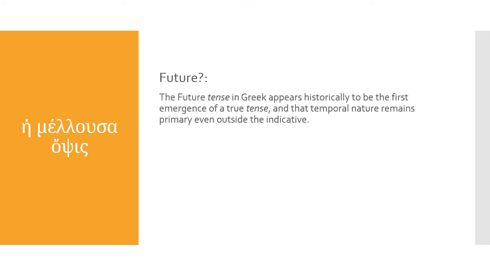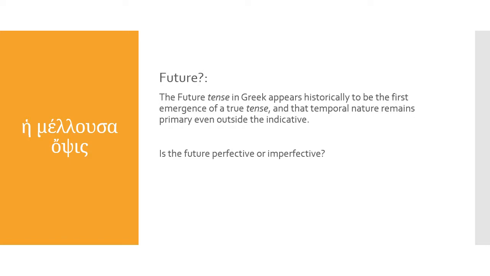So then we can also talk about he melusa opsis, the future. What's going on in the future? The future tense in Greek appears historically to be the first emergence of a true tense, and that temporal nature remains primary even outside the indicative. That is, even outside the indicative, the futureness of the future doesn't really go away.